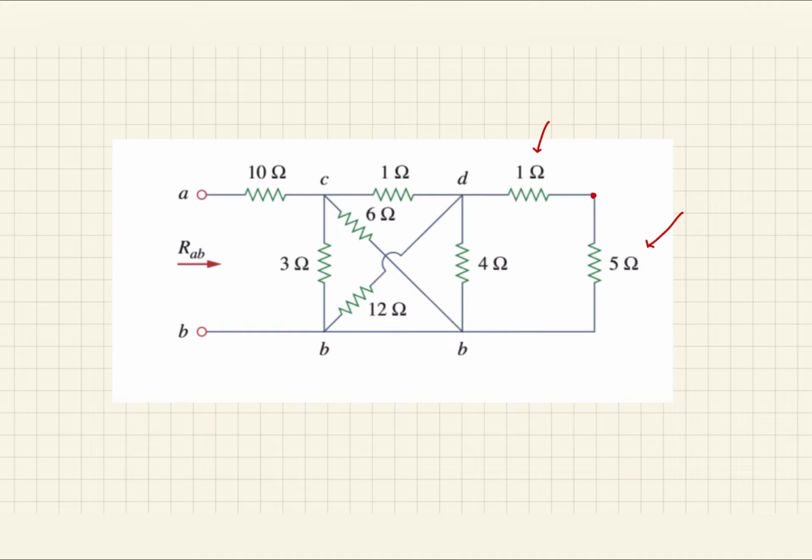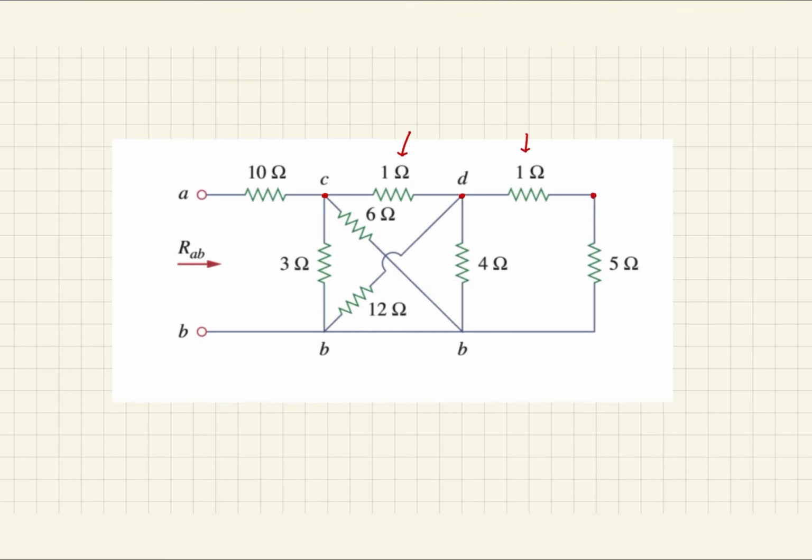call that a node. Now, let's try to identify all the other nodes using the same definition. There is one node over here because this one separates the 10 ohm from the 3 ohm. It also separates 10 ohm from the 6 ohm and also from the 1 ohm, so all of them share one single node.